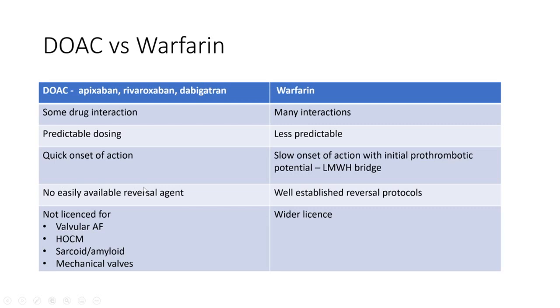However, DOACs don't have an easily available reversal agent compared to warfarin, which is a vitamin K antagonist, where there are very well-defined treatment strategies to reverse people's INR very quickly, depending on different factors that I'm sure will be covered in your hematology talks. But importantly, DOACs are not licensed in certain situations because the clinical trials didn't include these patients, so it's not proven to work in patients with valvular AF, mechanical heart valves, hypertrophic obstructive cardiomyopathy, and diseases like sarcoid and amyloidosis. Whereas warfarin's been around for a while, people know how to use it, and it has a wide license.